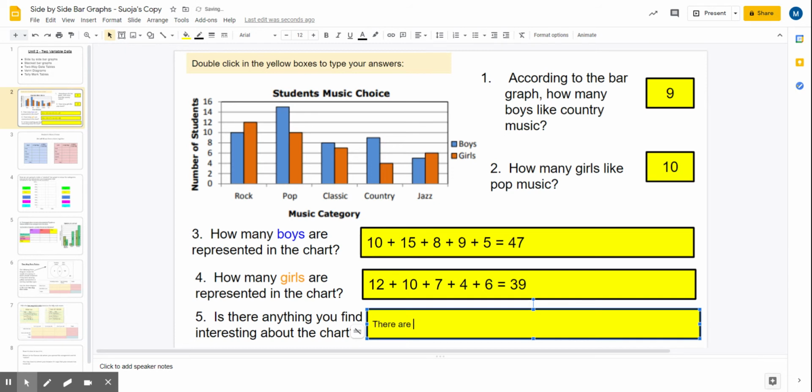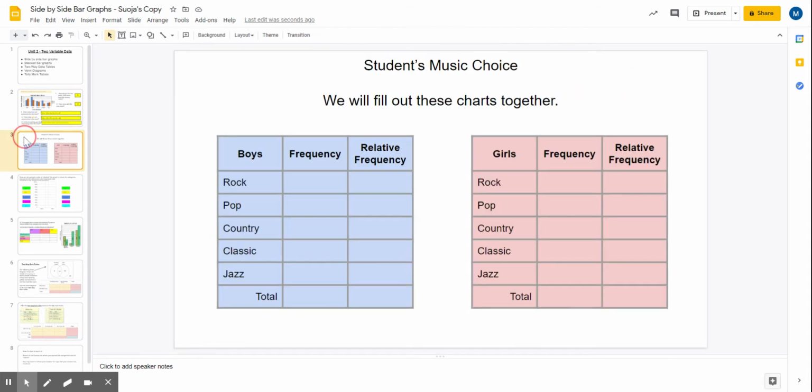So there are different numbers of boys and girls in the chart. I'm just stepping back, also looking at it, I don't know if it seems strange to you that more girls like rock music and more boys like pop. I would have thought it would be the other way around, but I guess that's not any problem with the chart. Alrighty, let's go on to slide 3.